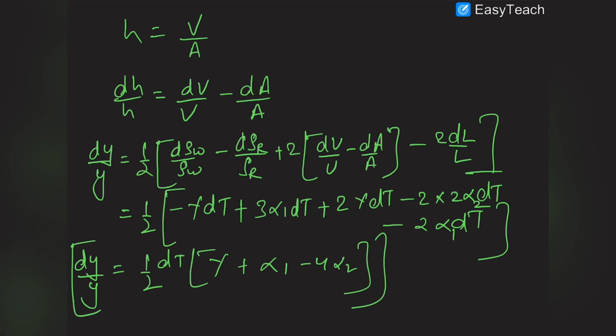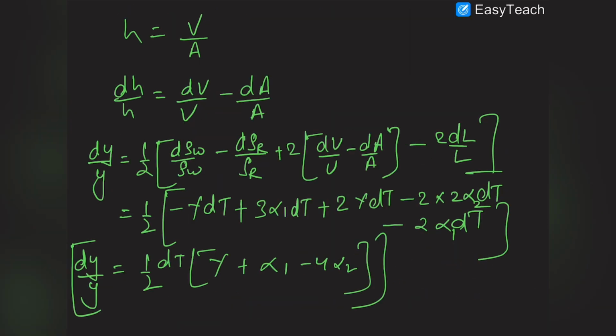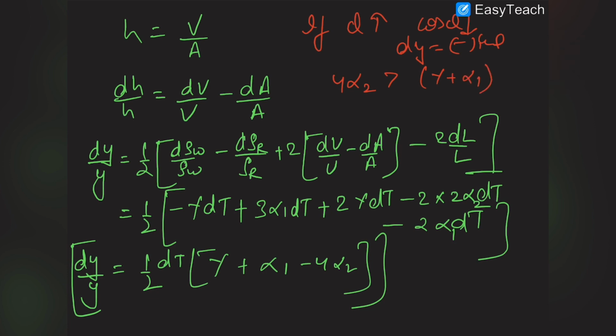Okay, now in the next part it is given that what is the necessary condition for theta to increase. So we know that if theta increases, cos theta will decrease, and if cos theta decreases, then dy would be negative, and for dy to be negative, it is necessary that 4 alpha 2 should be greater than gamma plus alpha 1. So this is the condition for the B part in which theta will increase. Thank you.